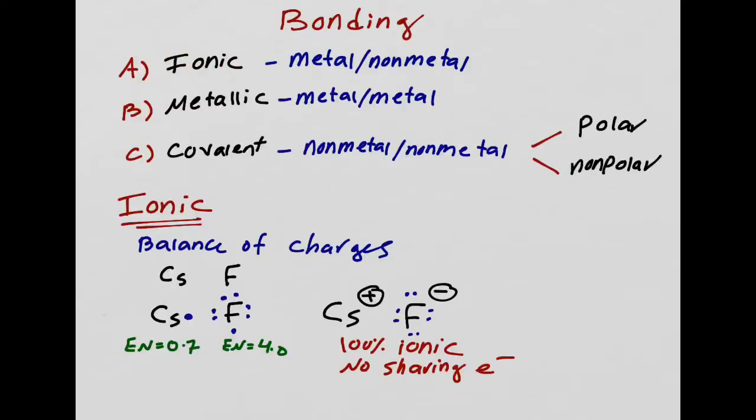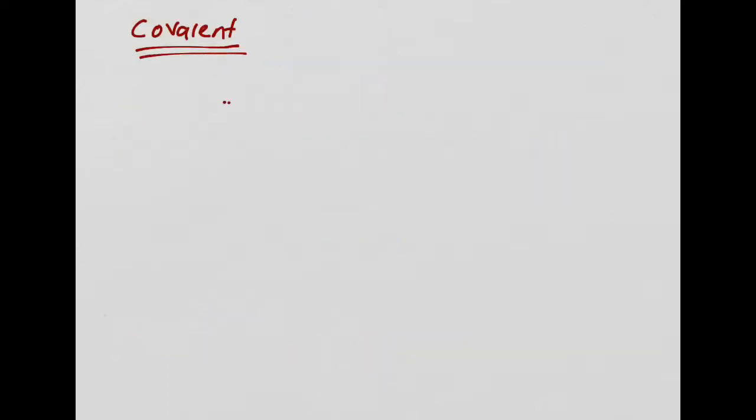Now, covalent bonding. So let's come back here. Ionic, we said, is a balance of charges, right? One loses, one gains. Now, if we go over covalent, what covalent bonding is basically is sharing electrons. They share electrons. Don't forget that. Now, we said if you have covalent bonding, you can either have polar covalent or non-polar covalent. And let's go over what that means.